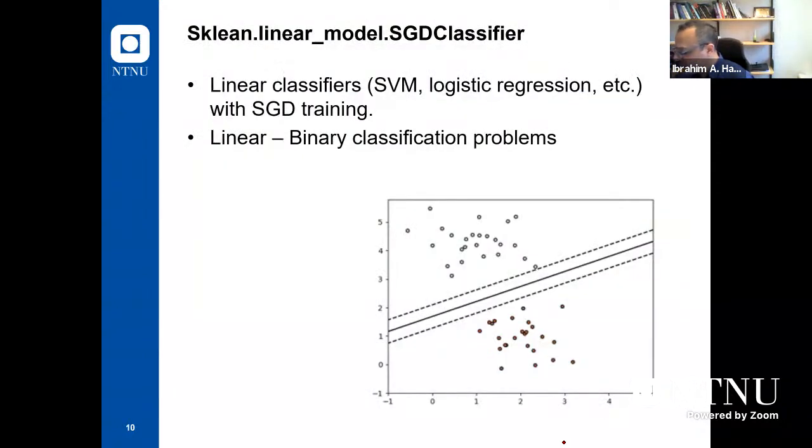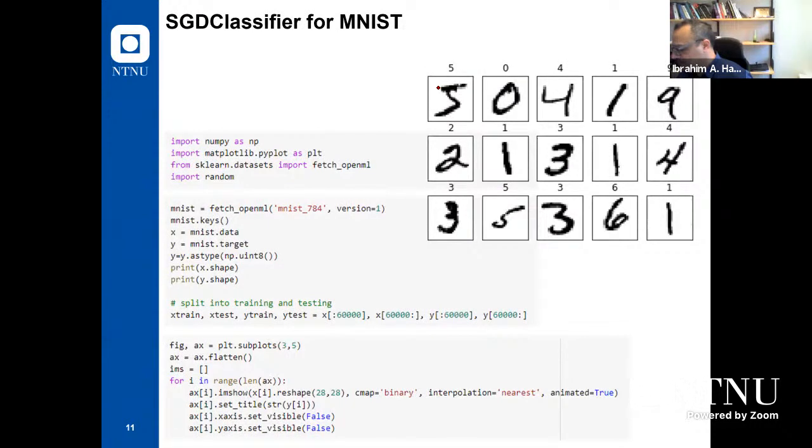The SGD classifier is a linear classifier. In fact, it's like a support vector machine, and we use it for binary classification problems. Is it really possible to solve the MNIST dataset using an SGD classifier? Yes, we can try.